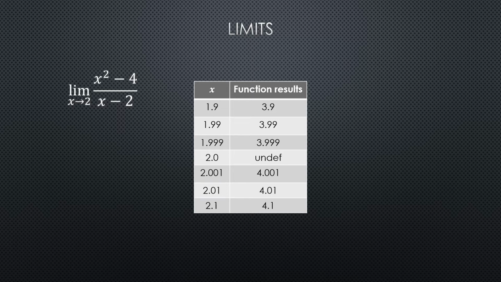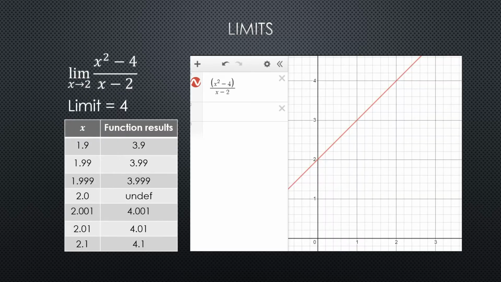Let's just go ahead and finish out the graph. We can see that going from both sides, 2.1 to 2 and 1.9 to 2, it appears that the limit is approaching 4. We've got our limit as 4, and if we graph the function in Desmos, we can see that it's a straight line.